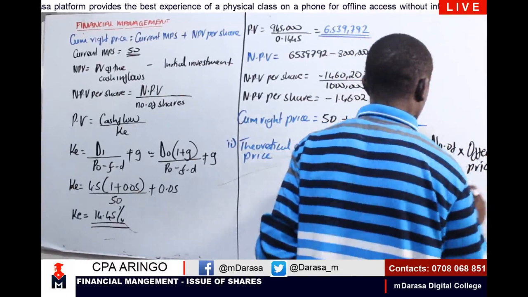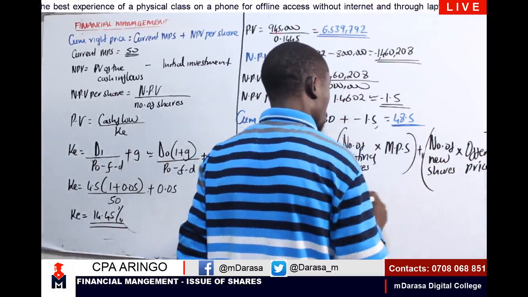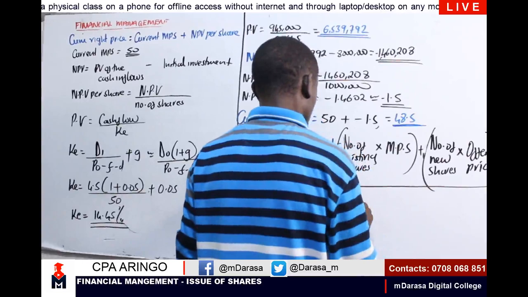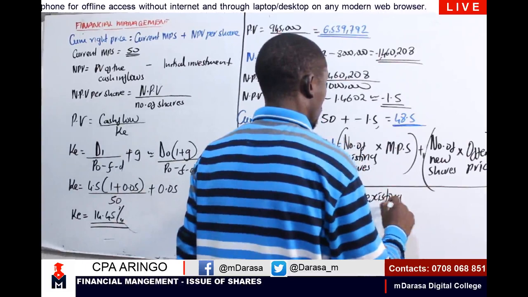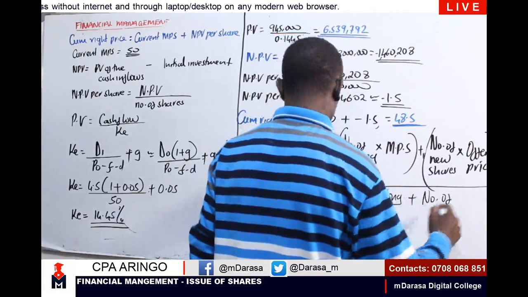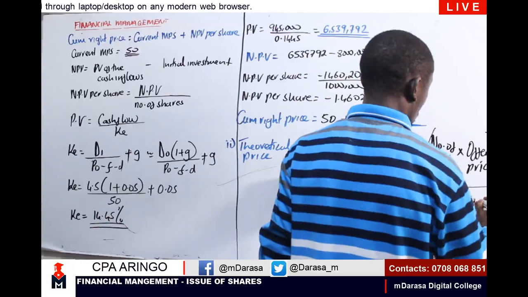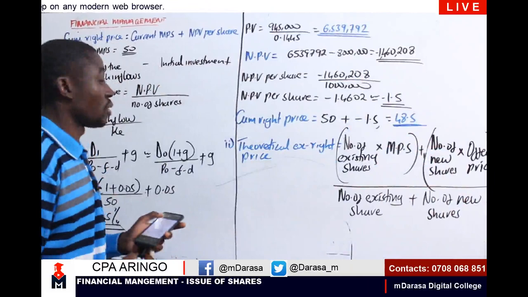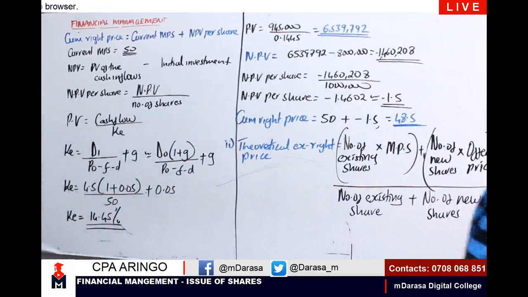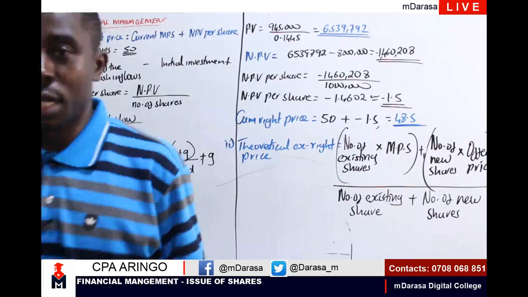Remember, this is a summation. We are going to divide all this by the number of existing shares plus the number of new shares. Basically, that is how we can determine our theoretical ex-rights price. So, having mentioned that, I think we can proceed and determine it.